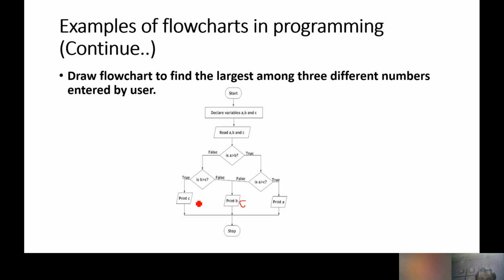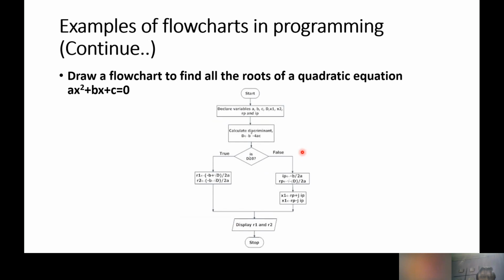This is c and this is b. And a. Okay. So basically if a is greater than c, then same way if a is greater than b is false, we need to check whether b is greater than c or not, right? So this is all about logic only. Fine. Now next, draw a flowchart to find all the roots of the quadratic equation.